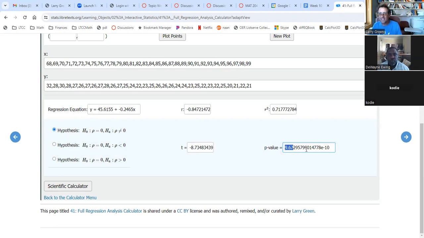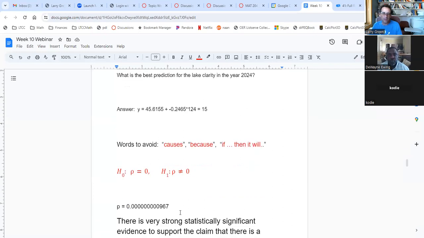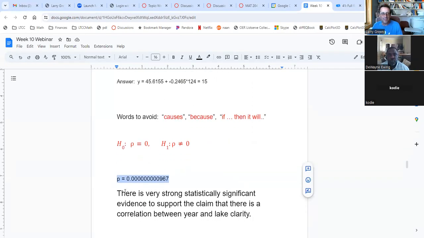The very end, E negative 10. Do you see that? That means we need to move the decimal place 10 places to the left, and it'll be 0.0000000000967, which is almost 0. So there's our p-value. That's really tiny. So we could say there is very strong, statistically significant evidence to support the claim that there is a correlation between year and lake clarity.